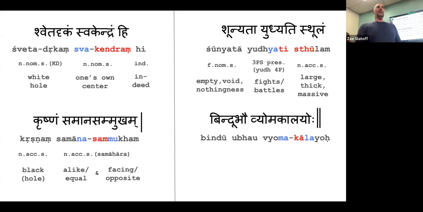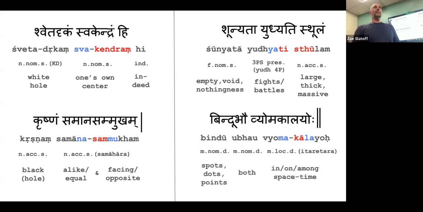They're in opposition. They fight. They battle each other in some way. Yudyati, shunyata, empty, void, nothing. A white hole, kind of nothing, versus stulam. The black hole is massive and large. But yet both of those ubhau are points or spots, technically just points in space-time. Yomakalayoh, in space-time. Maybe a word that didn't exist in the mainstay of Sanskrit language, but we can put it together into this compound.